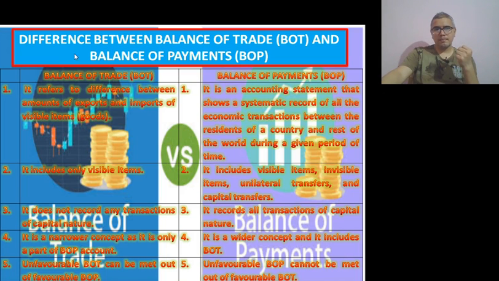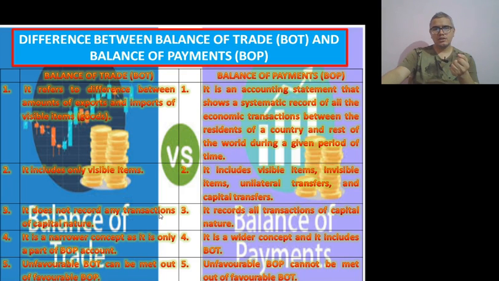The first difference is that balance of trade, as we have been discussing, only deals with the difference between the value of imports of goods and export of goods, visible trades only, visible items only. On the other hand, in case of balance of payments, as we have discussed in our very first class, it records all the transactions, not only the visible items, but it also includes invisible items, capital transfers, income transfers, unilateral transfers, etc., between the residents of a country and the rest of the world during a given period of time. Balance of trade only includes visible items. Balance of payments includes not only visible items, but also invisible items, that is services, unilateral transfers, capital transfers, income transfers, etc.